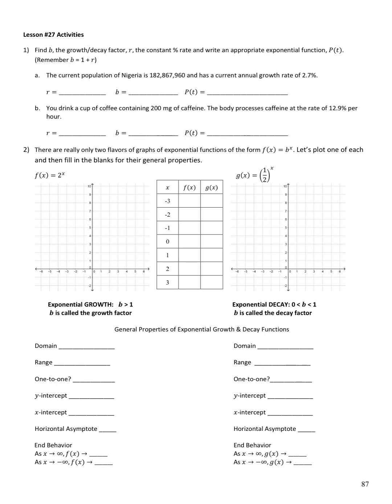These are the activities for College Algebra Lesson 27. Number 1, find B, the growth or decay factor, R, the constant percent rate, and write an appropriate exponential function P of t.